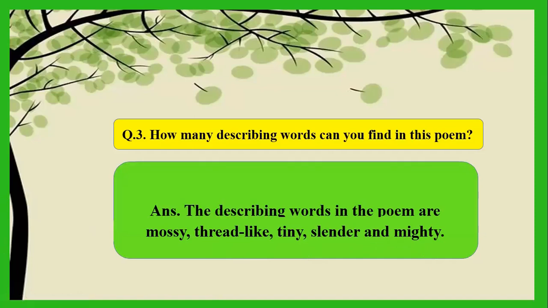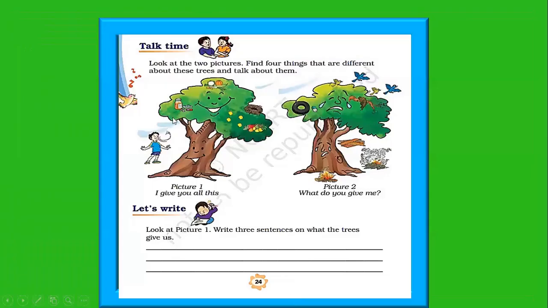Children, this textual exercise is over. Next, we have talk time. Look at the two pictures. Find four things that are different about these trees and talk about them. So, children, here you are to observe these two trees and find out the differences between them.